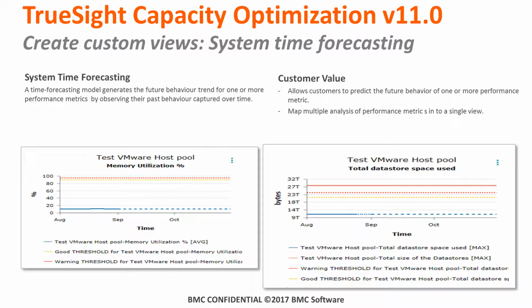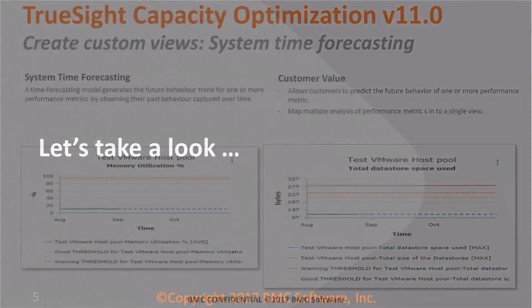So now a new template, which is the system time forecasting template, is available to let you include time forecasting models in views and also execute those models directly from the custom views. The customer value is the ability to predict the future behavior of one or more performance metrics in a single page on a view, and map multiple analyses of performance metrics into a single view. Now with that, let's take a look into the environment and see how this works.